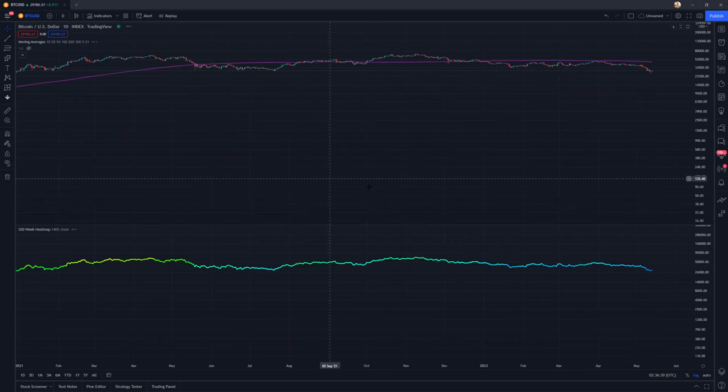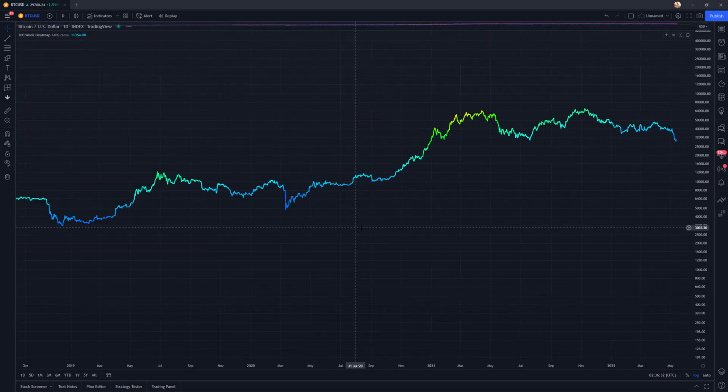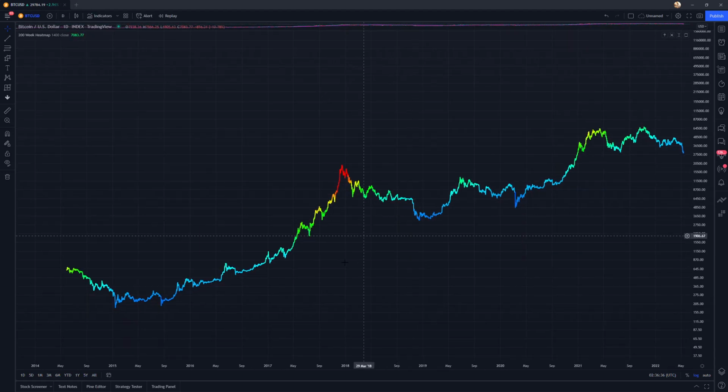I'm going to switch this over to a daily chart just to show the colors a bit more and give you a better picture of what I'm saying.